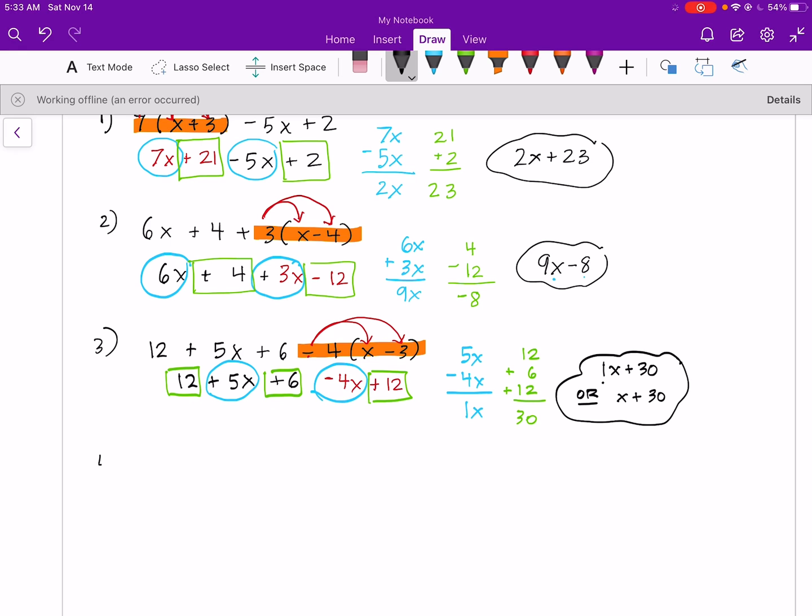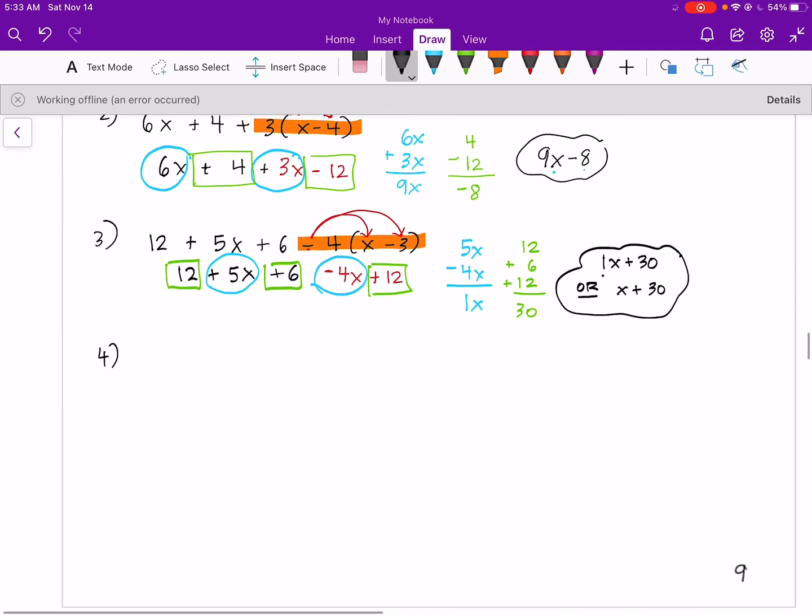Okay, so here we go. Number 4. 5x plus 3 parentheses x minus 2 plus 7. I would highly recommend that as you're doing this, maybe you stop the video and do the problem yourself and then start it back up again and see if you had it correct.